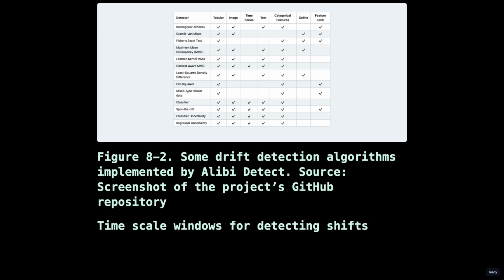Detecting drift over time depends on the time window you choose. A short window reacts quickly, but a longer window can separate true change from ordinary seasonal patterns.